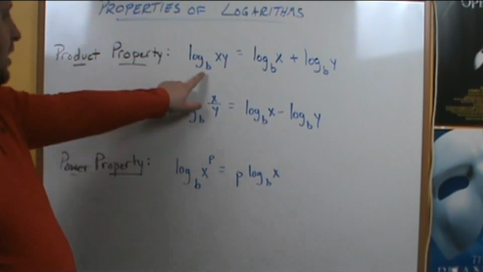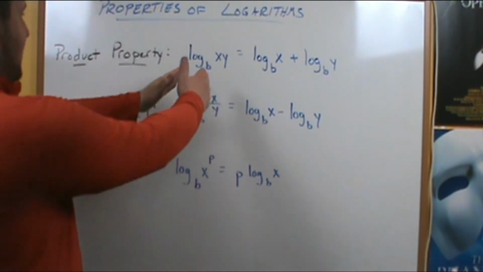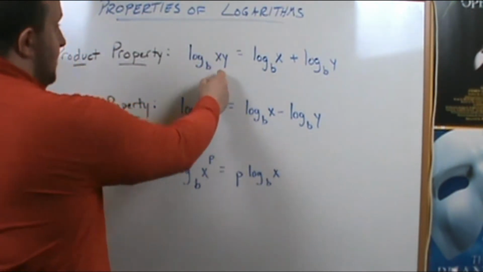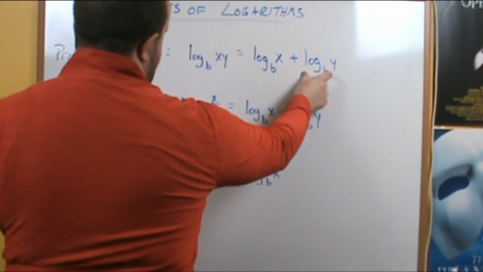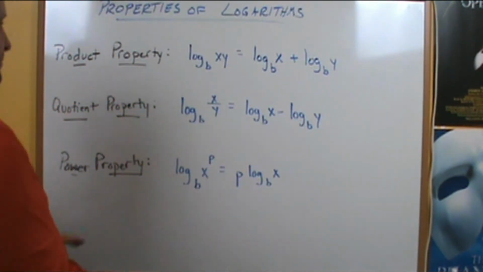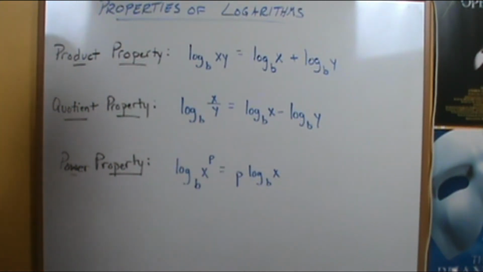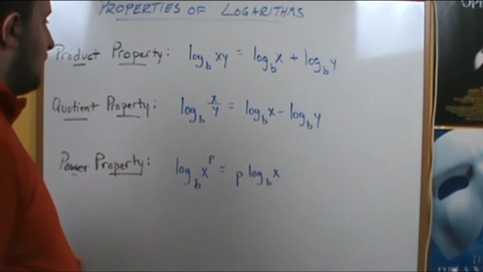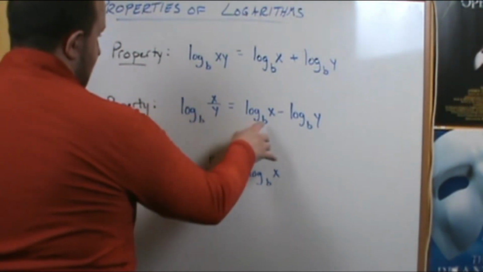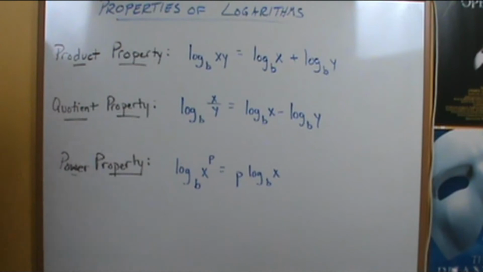If we have a logarithm with the base b of some product xy, we could expand this logarithm as the sum of two individual logarithms, log base b of x and log base b of y. Add them together. Split it up using the addition sign here. That's the product property. The quotient property: if we have a logarithm with base b of a quotient x divided by y, that's going to be a difference of the log base b of x and the logarithm with a base b of y.